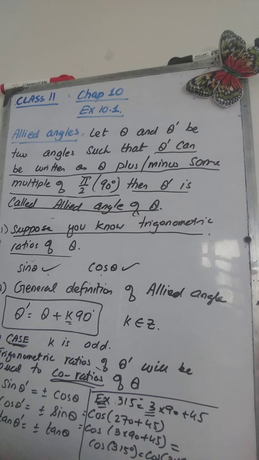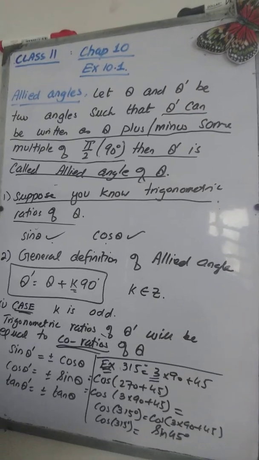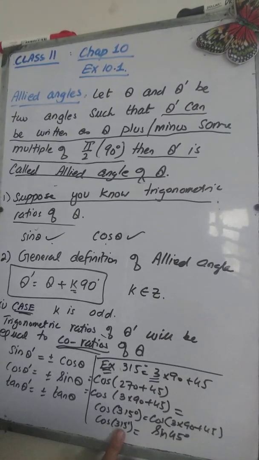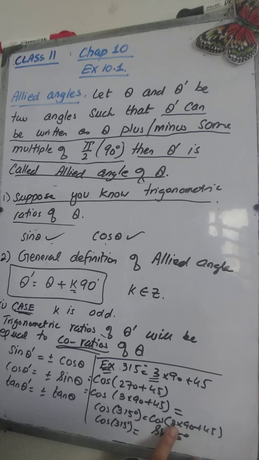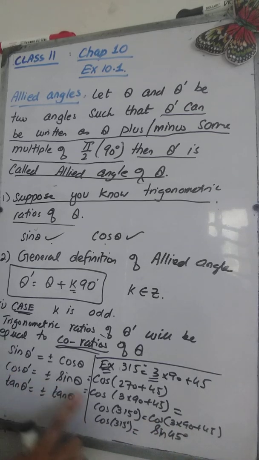Theta is 45, k is 3. As k is odd, cos of theta dash will be equal to sine of theta. So cos of 315 will be equal to sine of 45 degrees. Let me write it over here so you can see it easily. Cos of 315 is written as 3 times 90 plus 45. Here we have an odd multiple of 90, so cos will change to sine. Cos of theta dash will be equal to sine of theta.